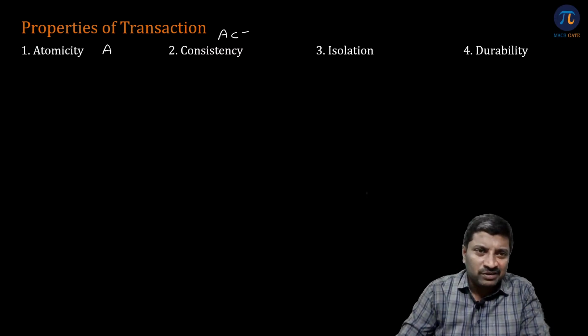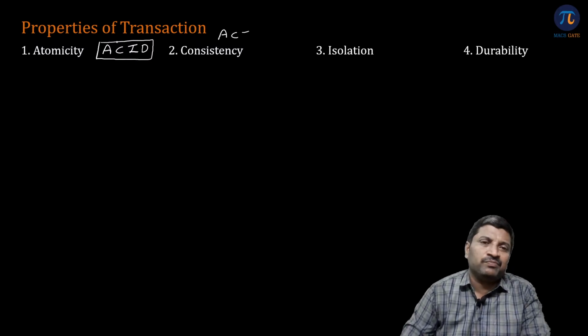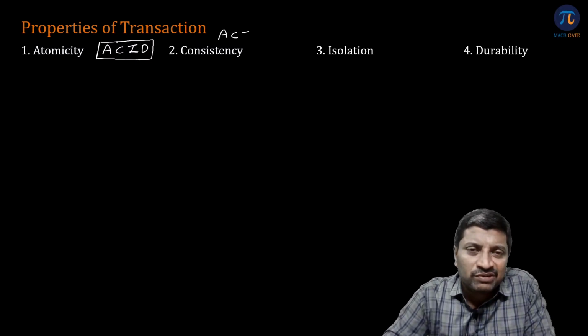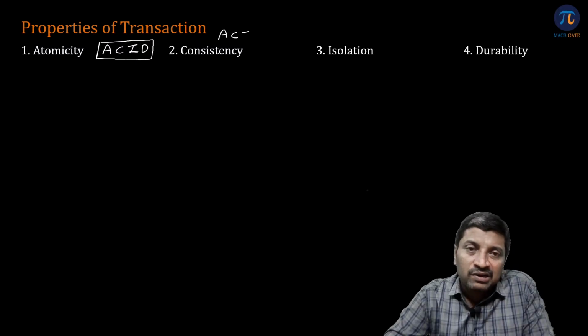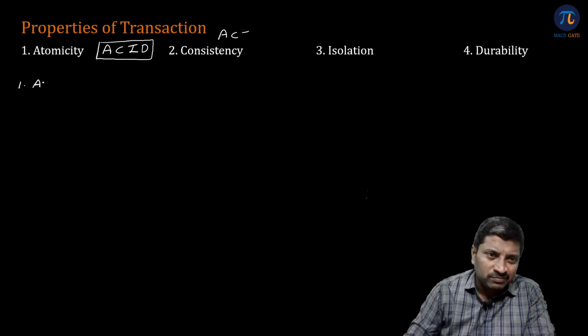Let me write it here. ACID properties: atomicity, consistency, isolation, durability. Now let us discuss each of these properties one by one with an example. Coming to the first property, atomicity.